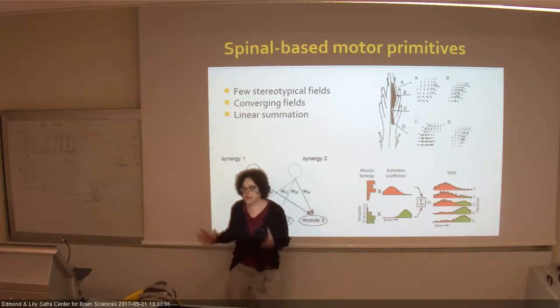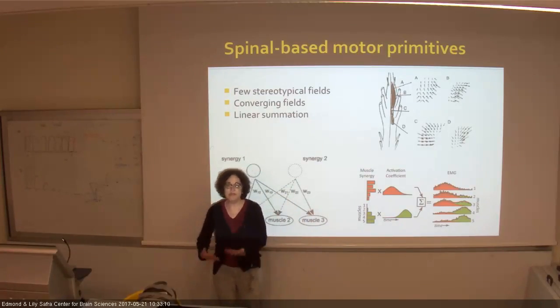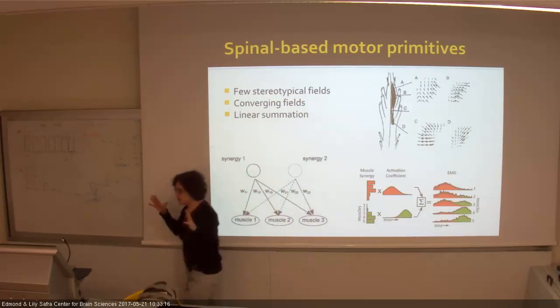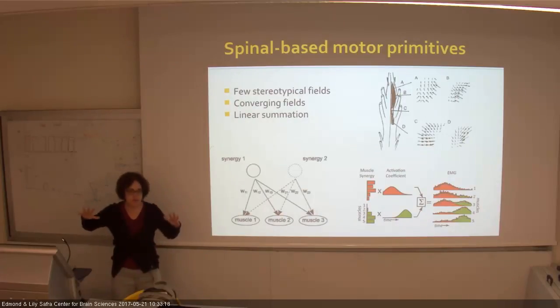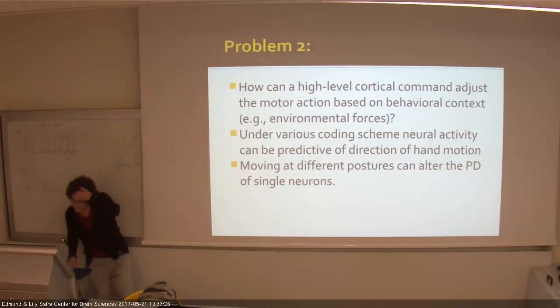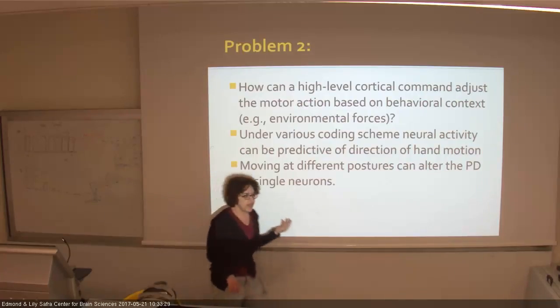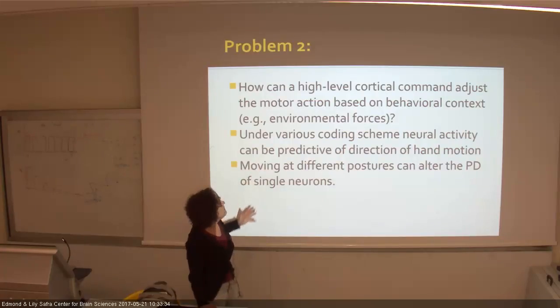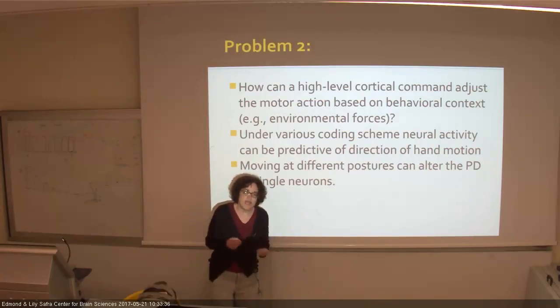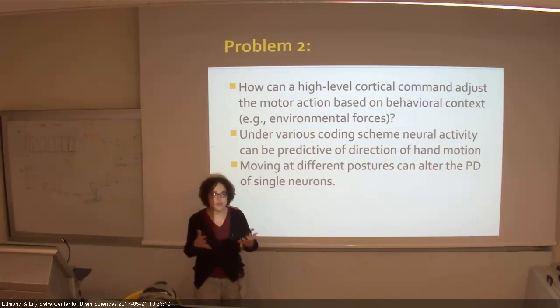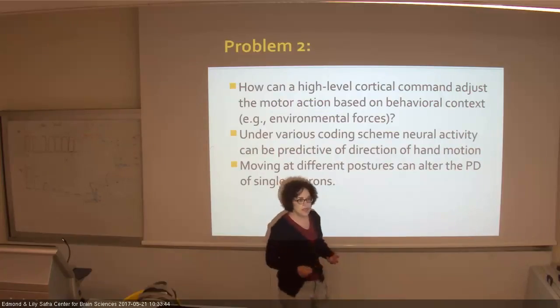So this interface, this intermediate layer, could actually translate between the motor cortex, an abstract command, and low-level muscle representation. I mean, is this point clear? Okay. So there are other problems with this idea of Georgopoulos. For example, how can a high-level cortical command adjust motor behavior based on the ongoing context or the ever-changing world?